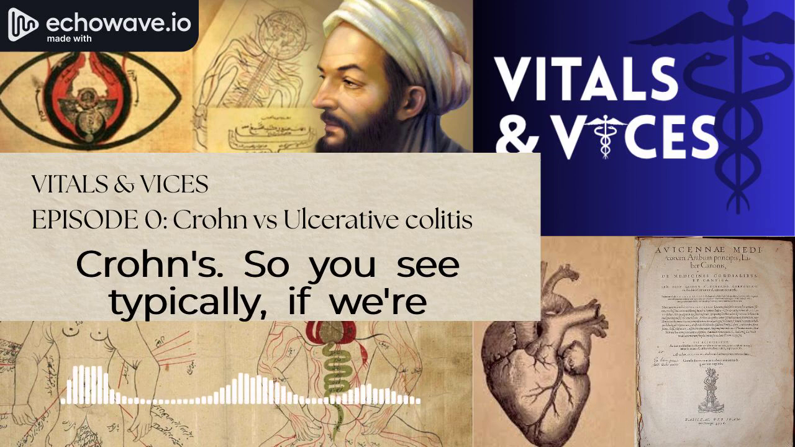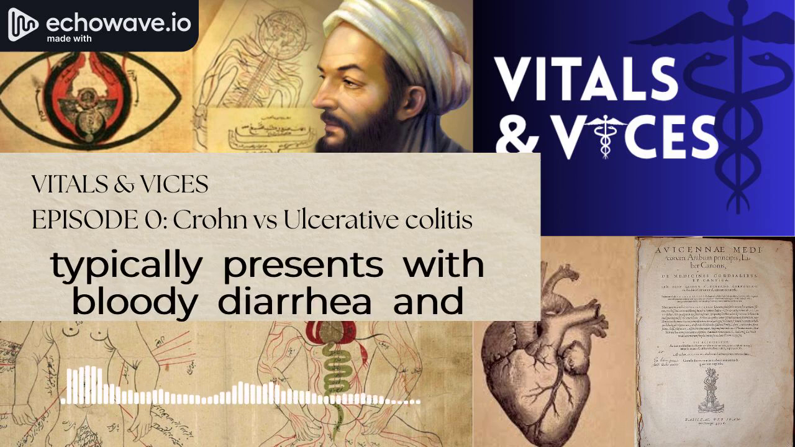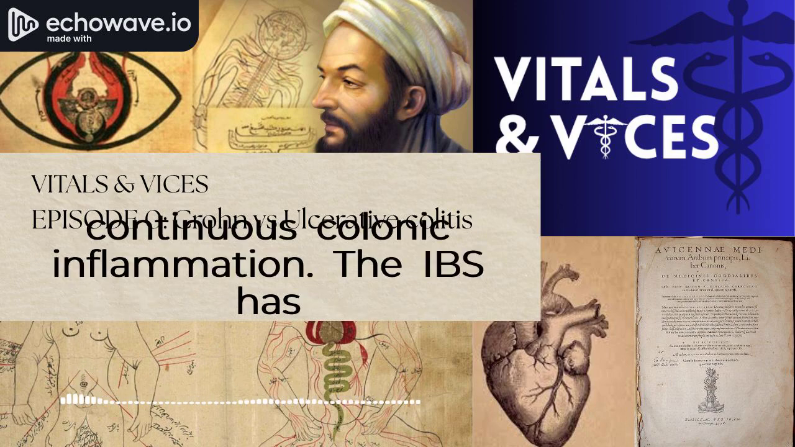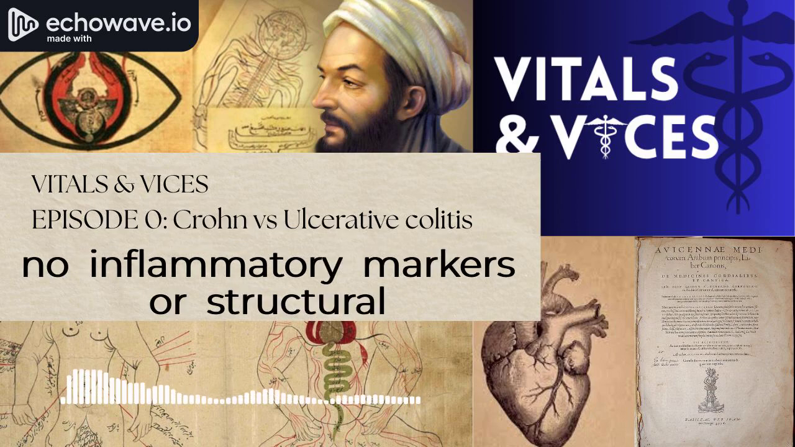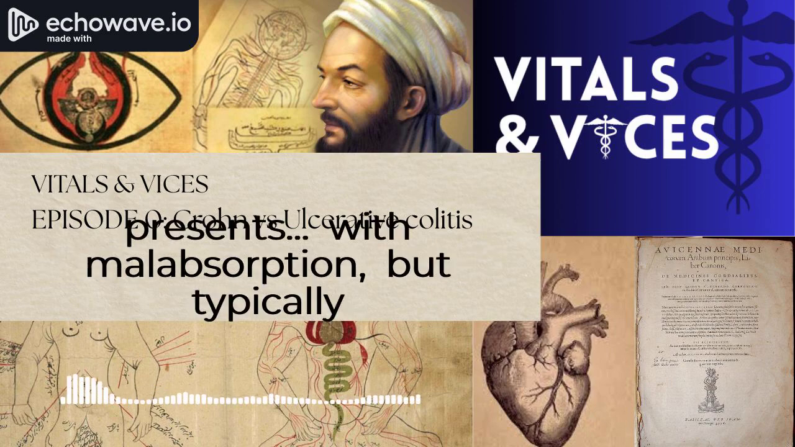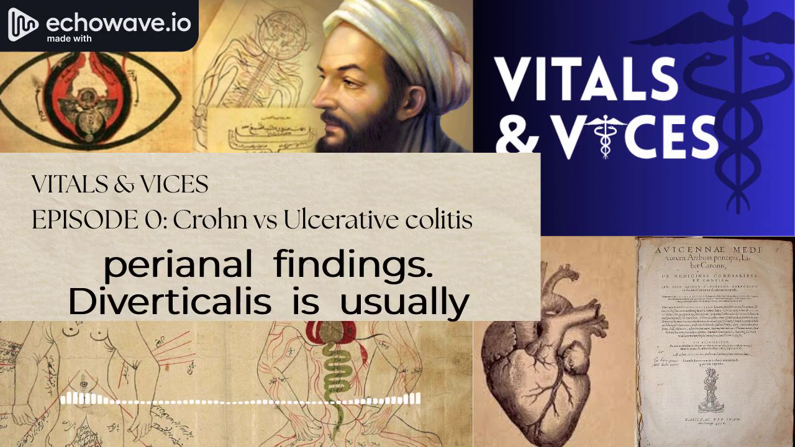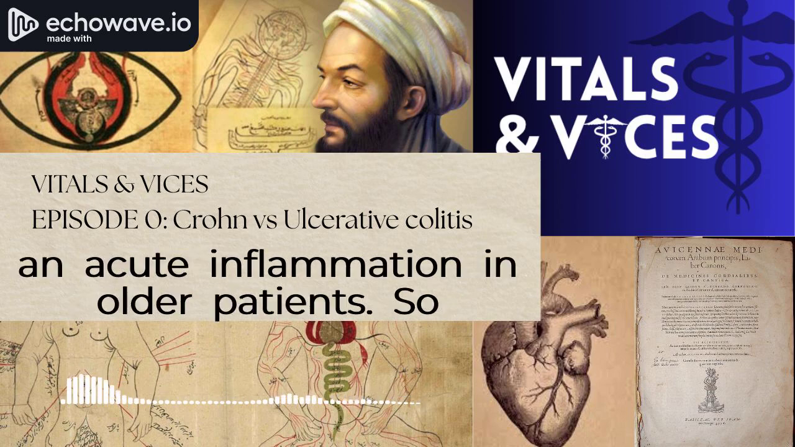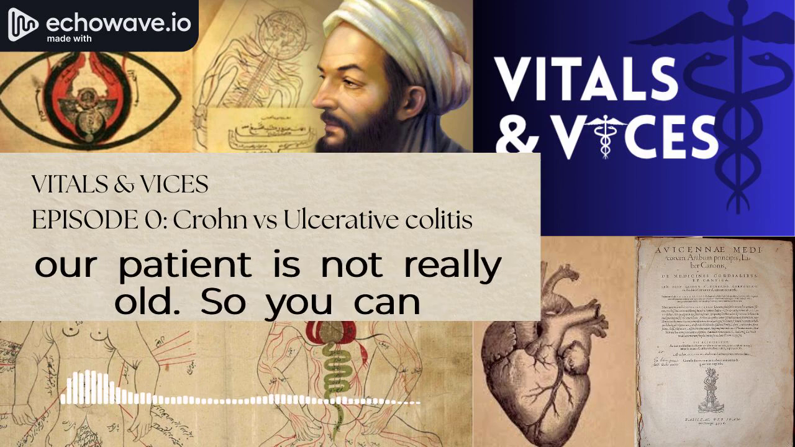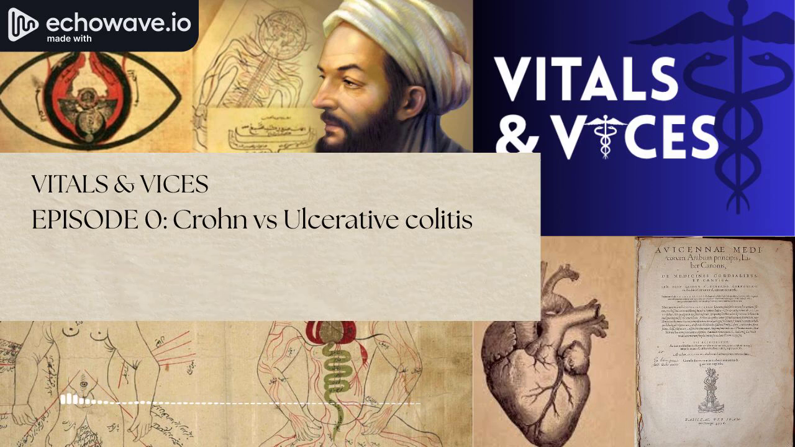These are all hallmarks of Crohn's. So you see, typically, ulcerative colitis presents with bloody diarrhea and continuous colonic inflammation. IBS has no inflammatory markers or structural changes. Celiac disease presents with malabsorption, but typically without the specific inflammatory or perianal findings. Diverticulitis is usually an acute inflammation in older patients. Our patient is not really old, so you can orient yourself with that type of information.